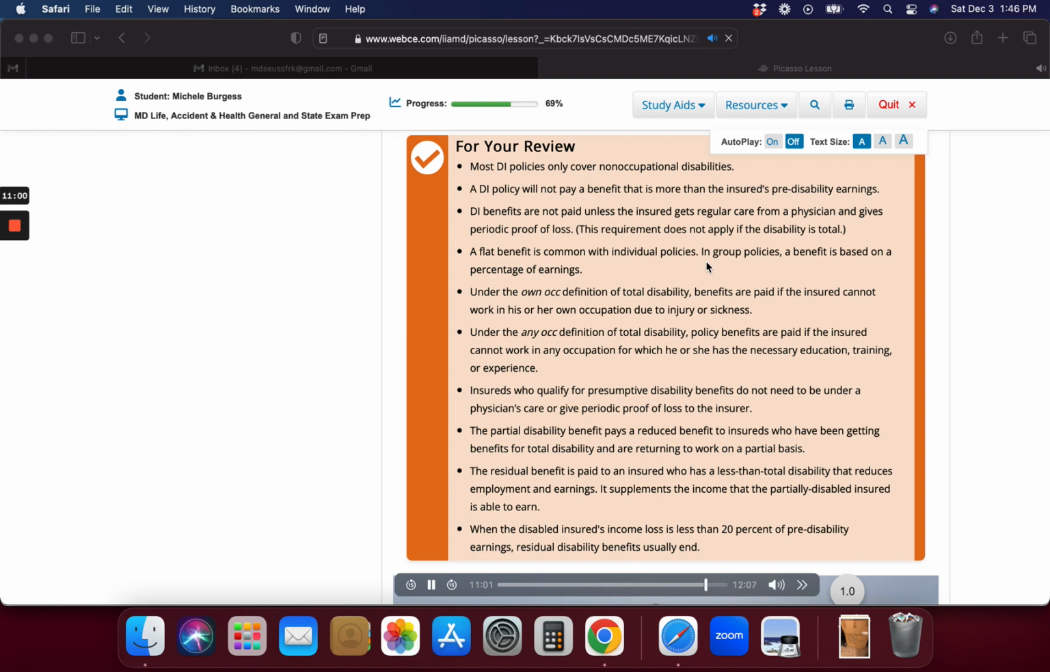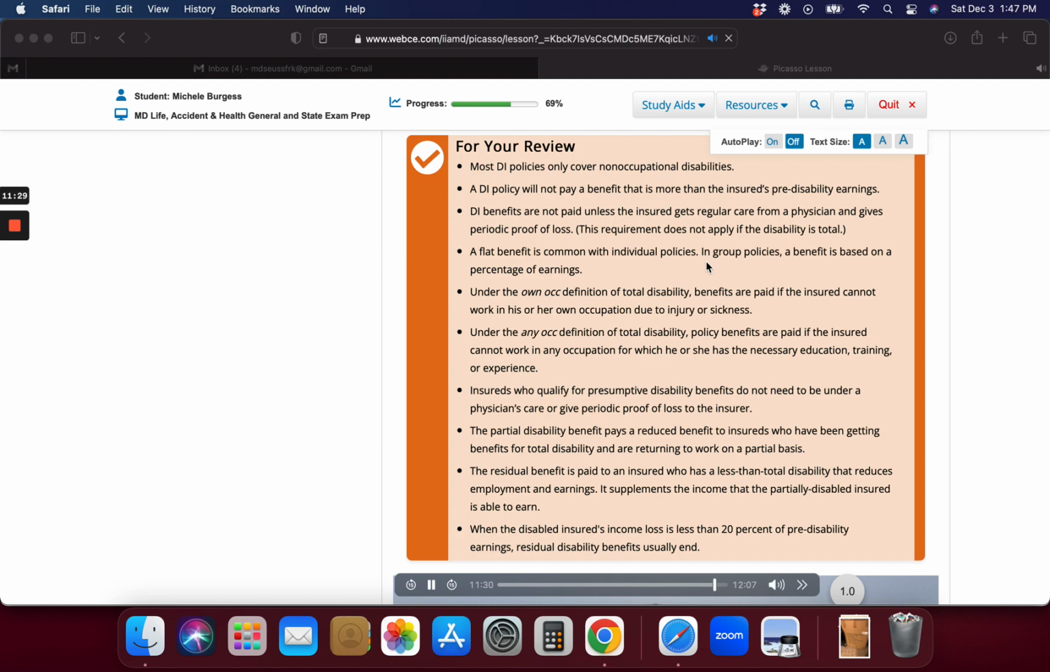Under the ONOC definition of total disability, benefits are paid if the insured cannot work in his or her own occupation due to injury or sickness. Under the NEOC definition of total disability, policy benefits are paid if the insured cannot work in any occupation for which he or she has the necessary education, training, or experience. Insureds who qualify for presumptive disability benefits do not need to be under a physician's care or give periodic proof of loss to the insurer.